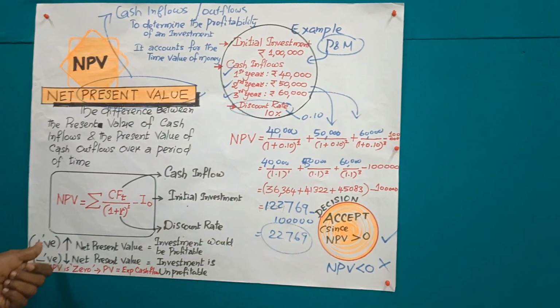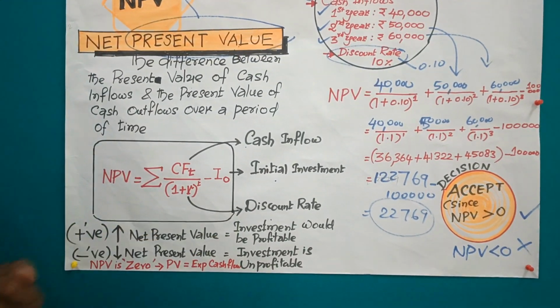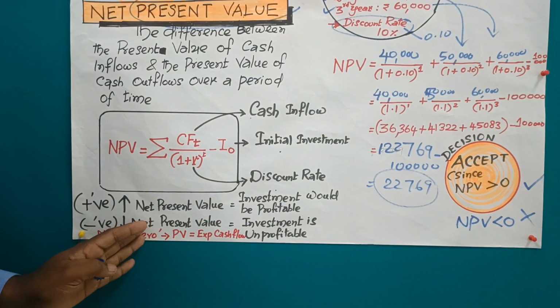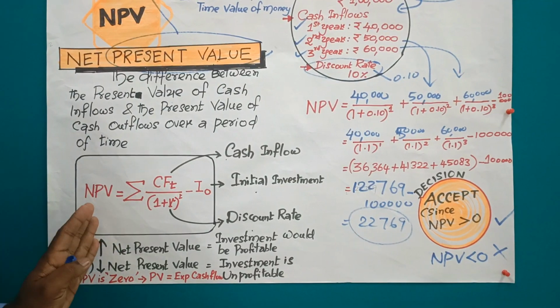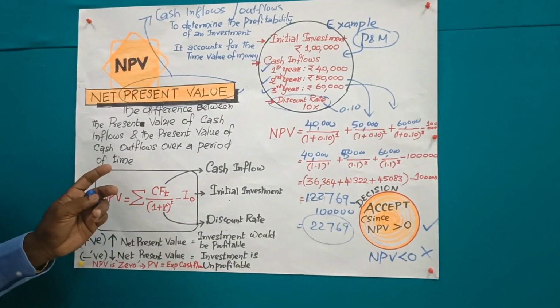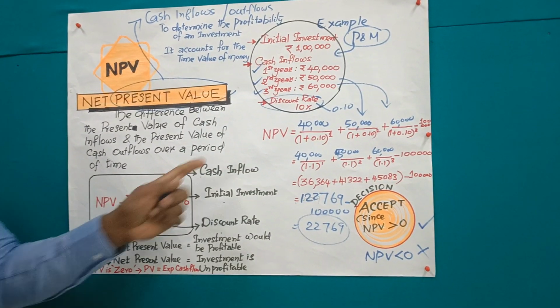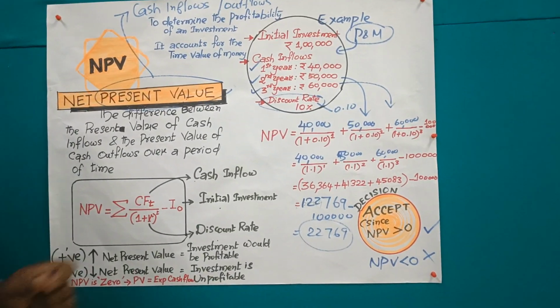And please remember the accept and reject criteria. If it is positive, the project is profitable. If it is negative, it's not profitable, it's not advisable. So recollect the formula. I think this is a very simple method to recollect. The greatest advantage of this is that it accounts for the time value of money, because we are considering the effect of time value of money. All the very best.